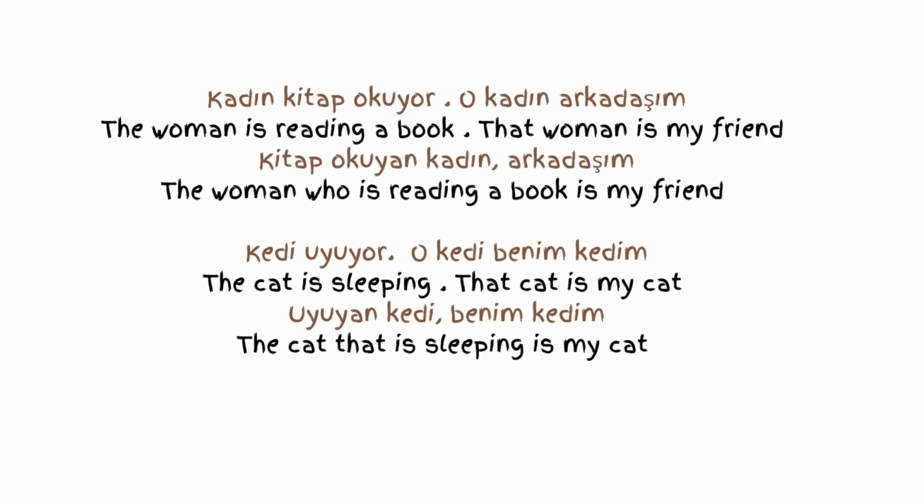Kadın kitap okuyor. The woman is reading a book. O kadın arkadaşım. That woman is my friend. Now here's the trick. I want to combine the two sentences together to give the meaning, defining the subject, describing what that subject is doing, and giving more information about that subject. Like this: the woman who is reading a book is my friend. So, I'm describing that subject, which is doing the action. Who is she? What's her definition?